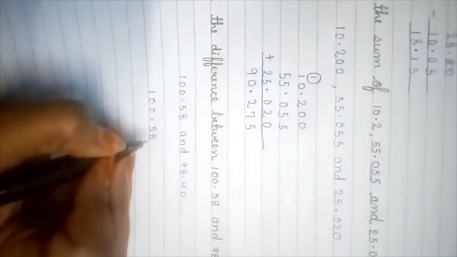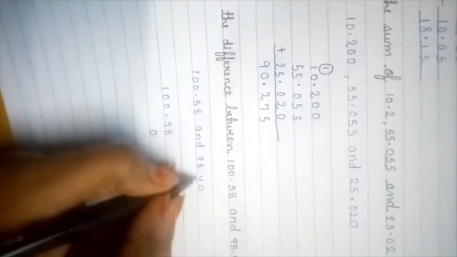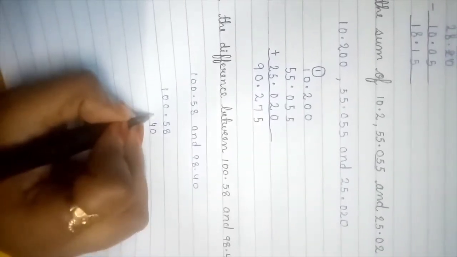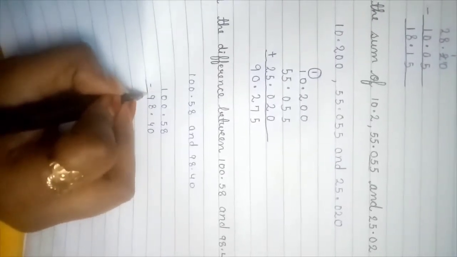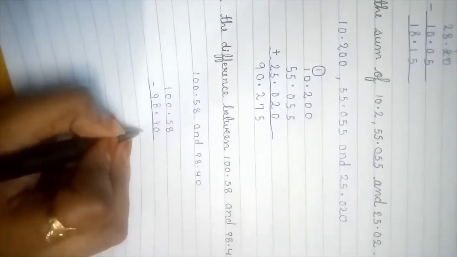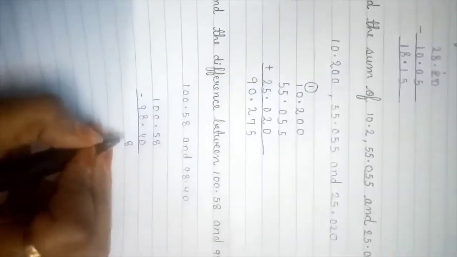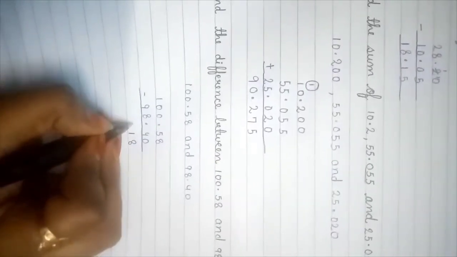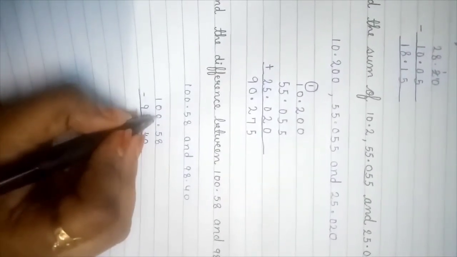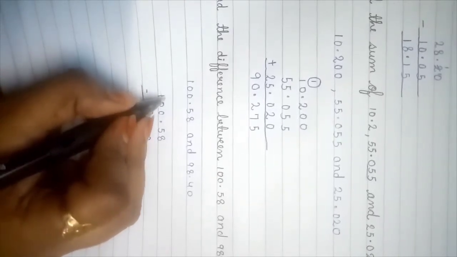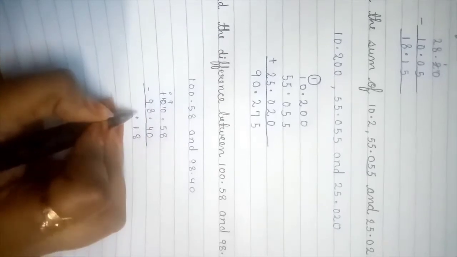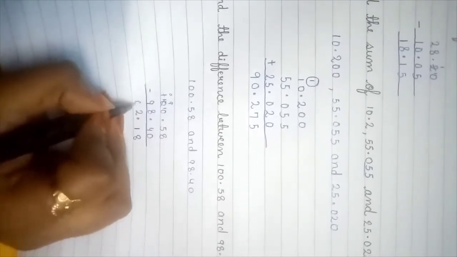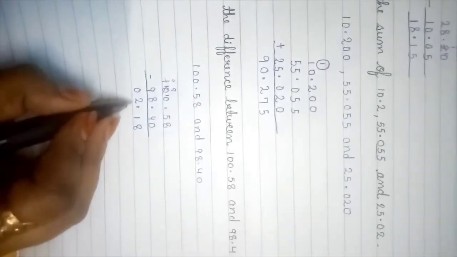100.58, we will first write it, then 98.40. Okay, let us subtract now. 8 minus 0 is 8. 5 minus 4 is 1. Decimal point. 8 cannot be subtracted from 0, so we'll take a borrow over here. 10 minus 8 is 2. 9 minus 9 is 0, and there is 0. So our answer is 2.18.